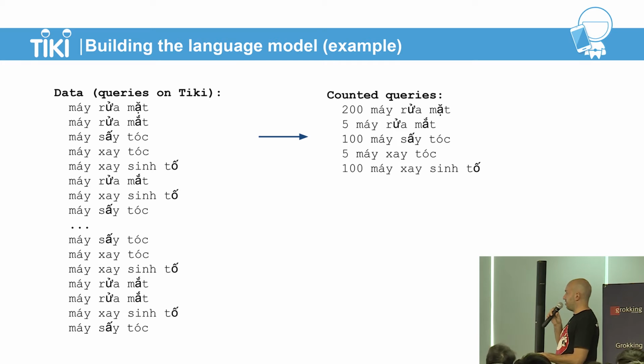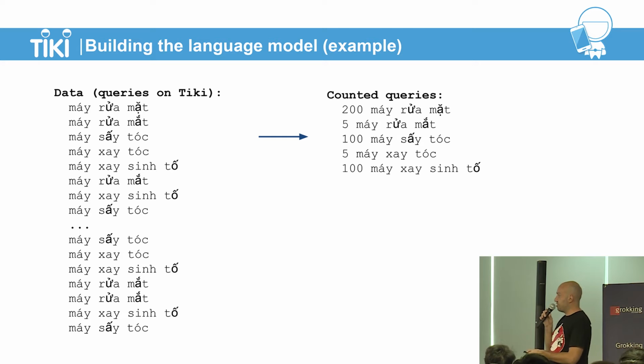Let's say here is our data. It's all queries in Tiki, just one by one in some really big text file, right? And then let's just count them. So let's say this query, myzemat, happened 200 times, and myzemat happened just 5 times. Then this query happened 100 times, this 5 times, this 100 times, right? So we just counted all the queries in our input data.